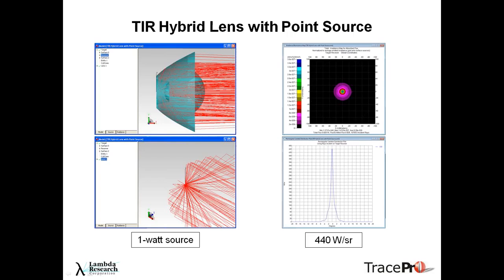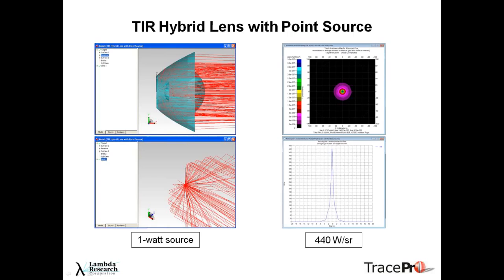The first thing we're going to look at is the TIR hybrid lens with a point source. So all the rays are going to be starting from a single point. What I've done is normalize it so that each source I'm ray tracing here is going to have 1 watt of output, so I can correlate between the different options to see what's happening. Here I'm looking at an irradiance map, the distribution of light at my target some fixed distance away. And we can see we get a nice small spot of light.